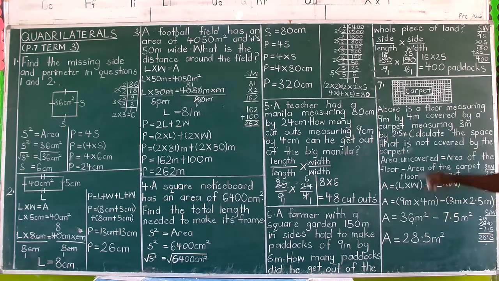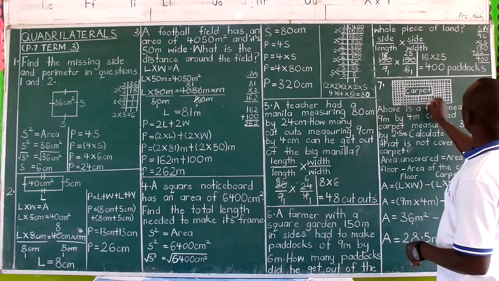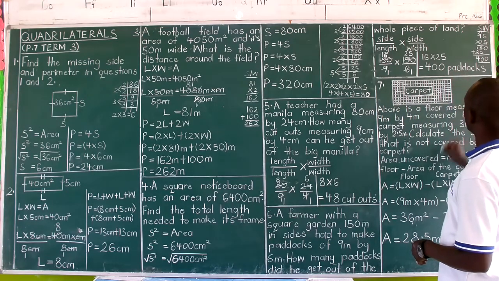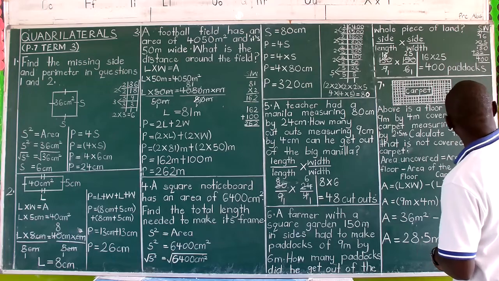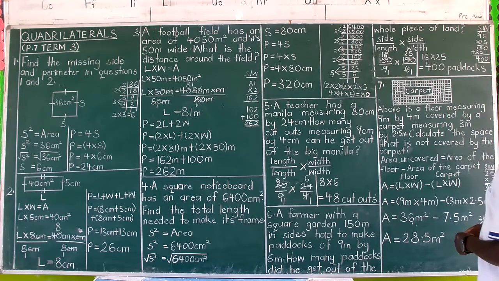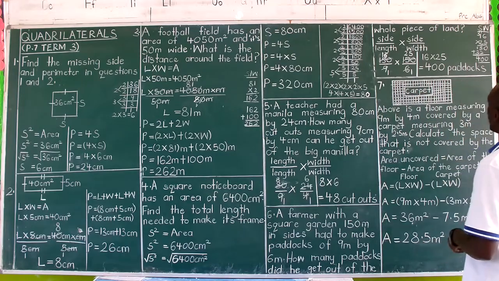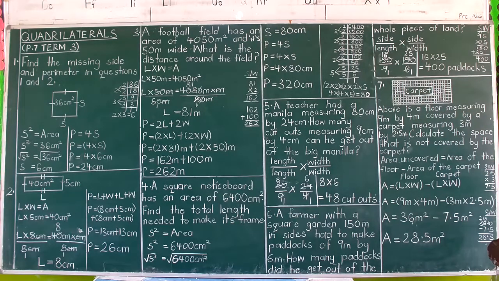Above, as you see here, is a floor measuring 9 meters by 4 meters. It means the length here is 9 meters and the width is 4 meters. Covered by carpet. This is the carpet that leaves some space behind it. So the carpet is this one, the unshaded one, and this space is left without being covered. The carpet measures 3 meters by 2.5 meters, in the shape of a rectangle.